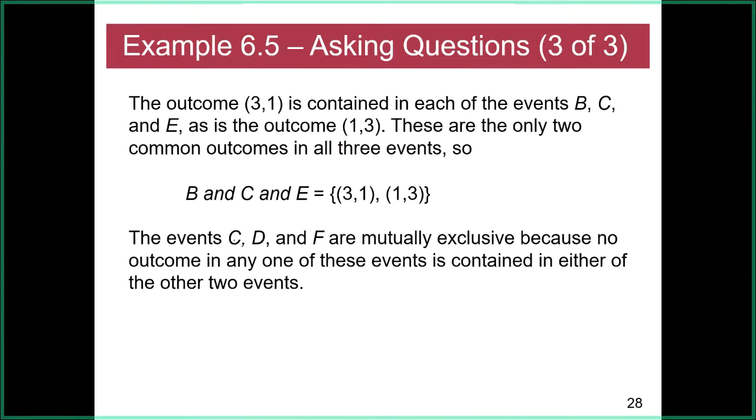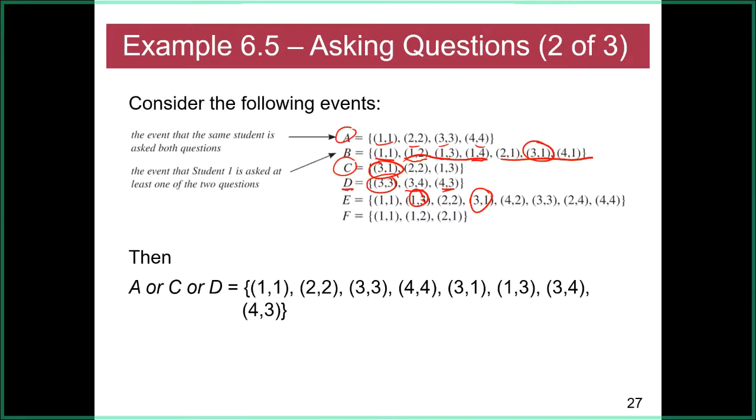So the events C, D, and F are mutually exclusive because no outcomes contained in any one of them are in the other 2 events. So C, none of those are in D. Nope. And F, none of the items in C are in F. Well, none of the items in D are in F as well. So yes, those are truly mutually exclusive. No outcome that is in one is in the other event.